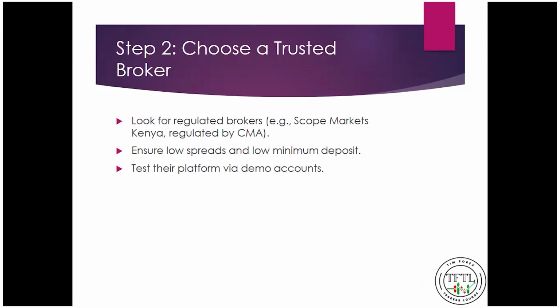So step number 2, once you have understood some basics in terms of trading, is to choose a trusted broker. Look for a regulated broker. For instance, in this case, I'm going to use Scope Markets Kenya, because that's the broker I use. It's regulated by the CMA here in our jurisdiction, that is in Kenya. Then ensure low spreads and a low minimum deposit. This broker has low spreads, especially if you're trading gold and platinum, which have spreads as low as 0.000.